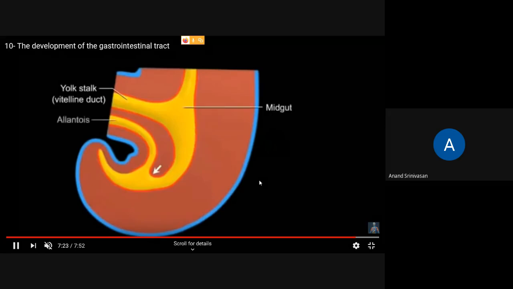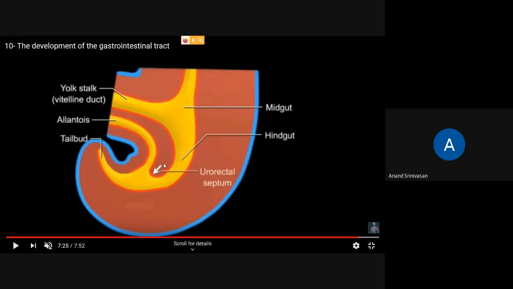You know that this is the midgut and the yolk sac, which we have finished. This is the hindgut, and this is the allantois. Hopefully you can remember the allantois, which initially comes from the yolk sac as a small protrusion, and that is connected towards the hindgut. Now there is a part of mesoderm between the hindgut and the allantois.